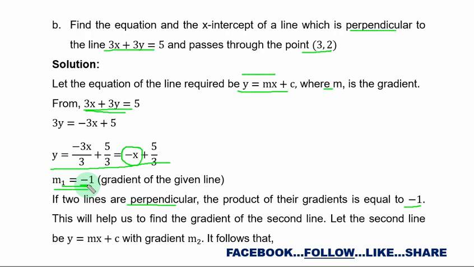But if two lines are perpendicular, the product of their gradients is equal to -1. This will help us to find the gradient of the second line. We have already assumed that line to be this with gradient m2. What it means is that to get m2, if you multiply m1 by m2, the product is equal to -1 because the two lines are perpendicular.